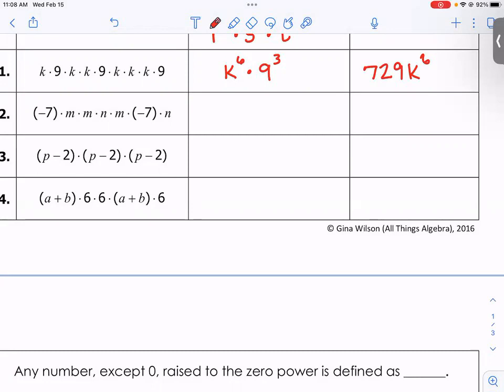So then for number 12, we have 2 -7s, we have 3 M's, and we have 2 N's. Harper, what would -7 squared be? Positive 49. Nice work.